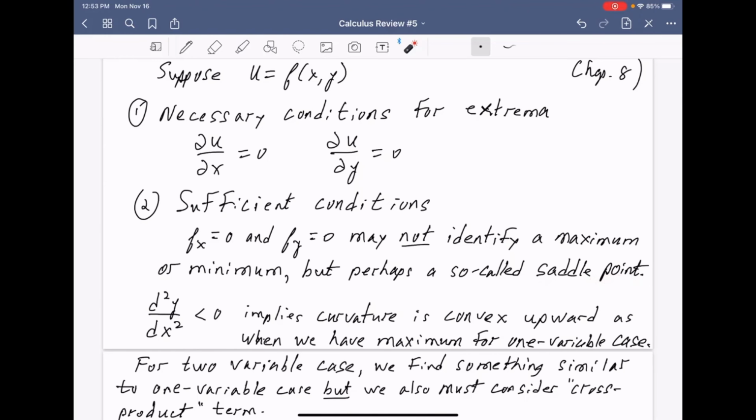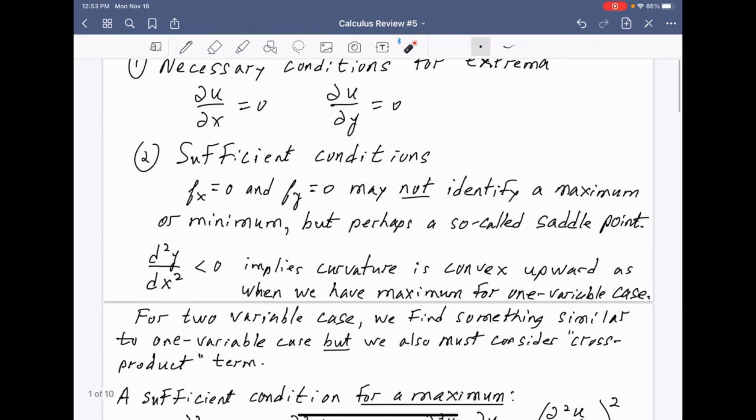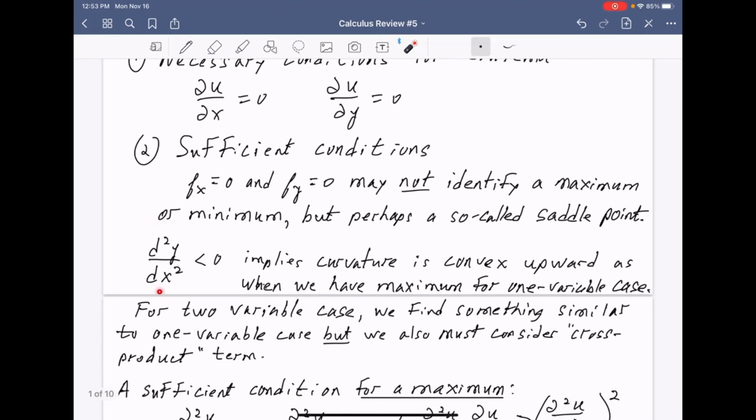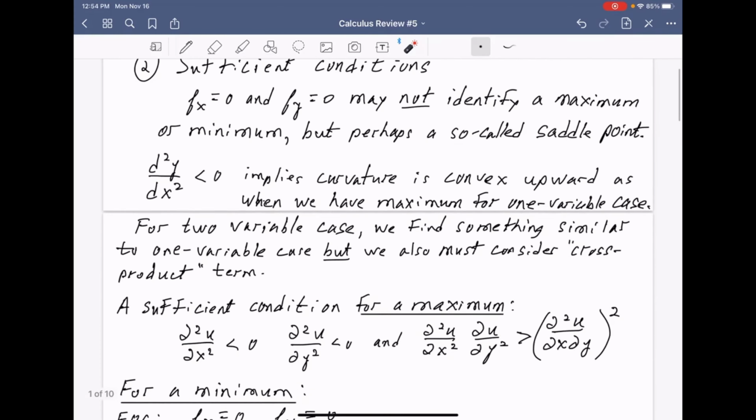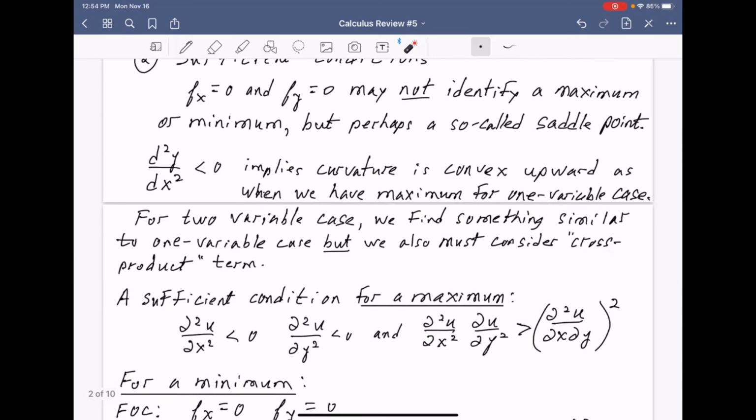In the case of one variable, we found that the second derivative of y with respect to x squared was less than 0, which implied that the curvature was convex upward, as when we have a maximum for the one variable case. For two variables, we find something similar to the one variable case, but we must also consider the cross product term.